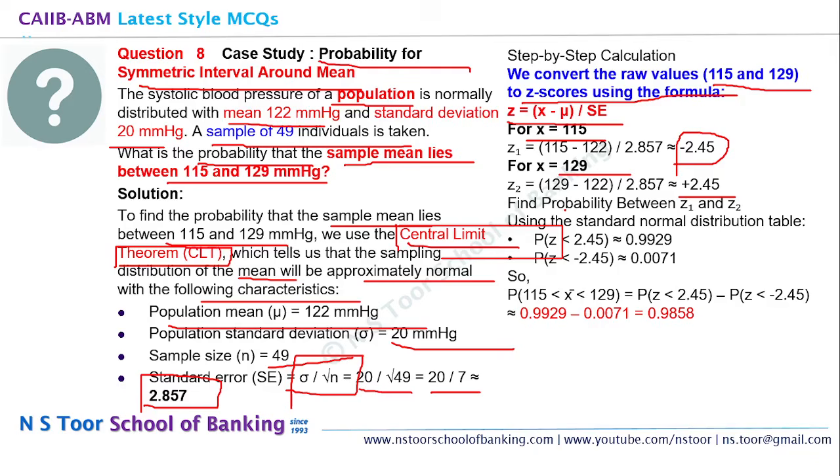So what is the probability? Probability will fall between Z1 and Z2. So using the standard normal distribution table, what is the lower side? P of Z less than 2.45, and P of Z less than minus 2.45. For minus 2.45 it is 0.0071, and for Z plus 2.45 it is 0.9929.